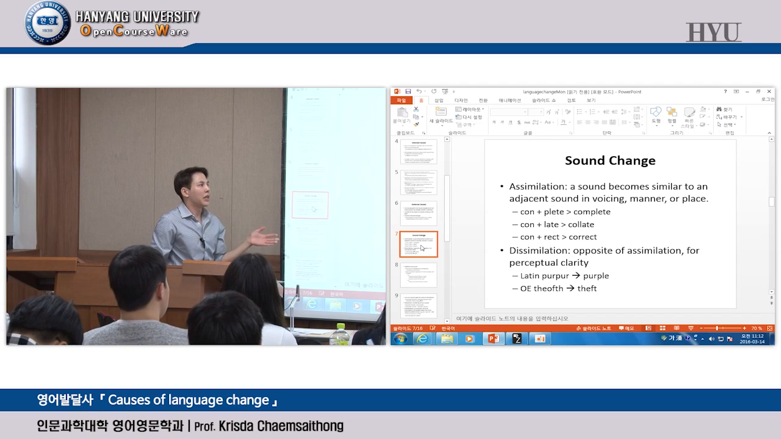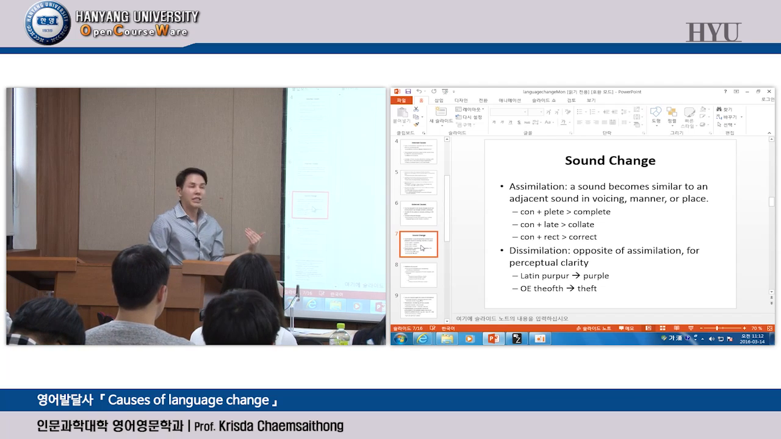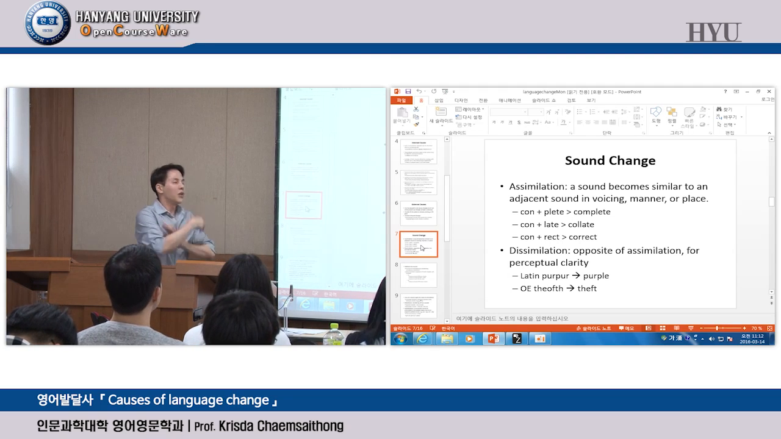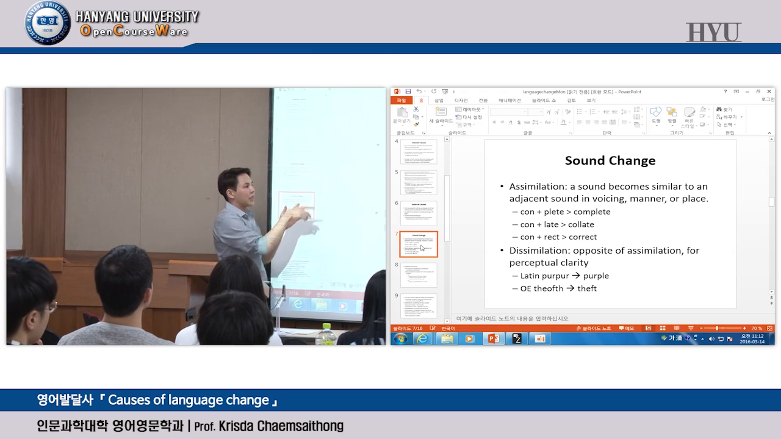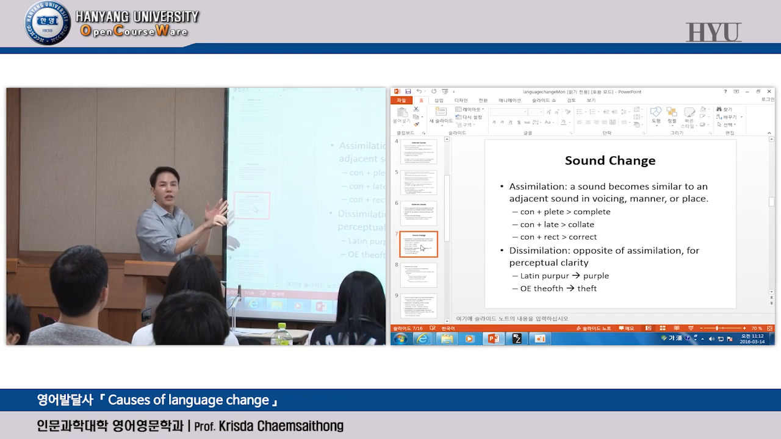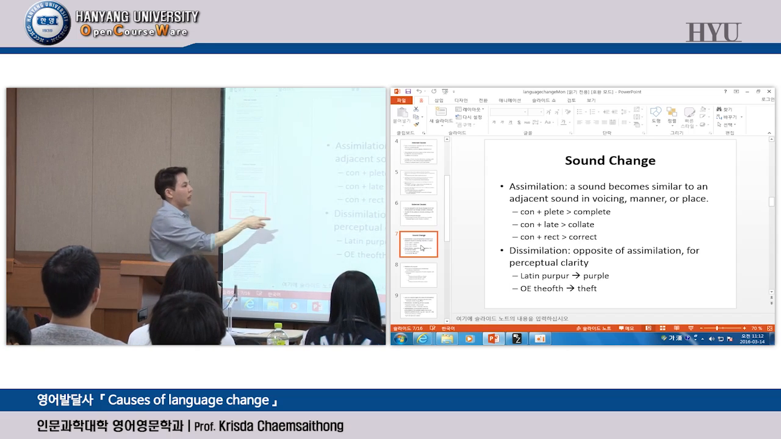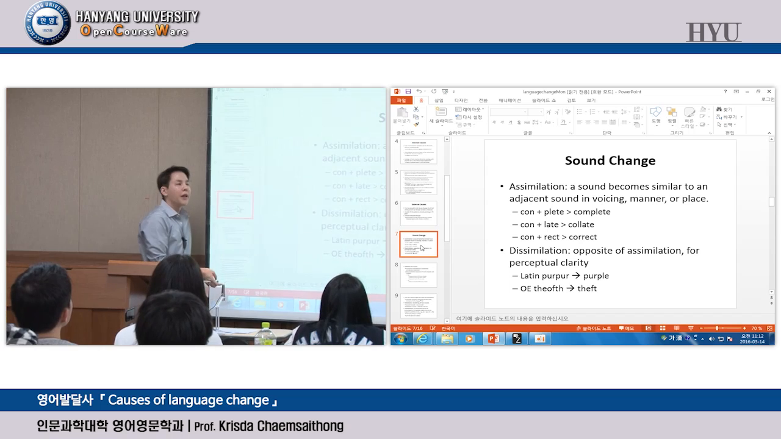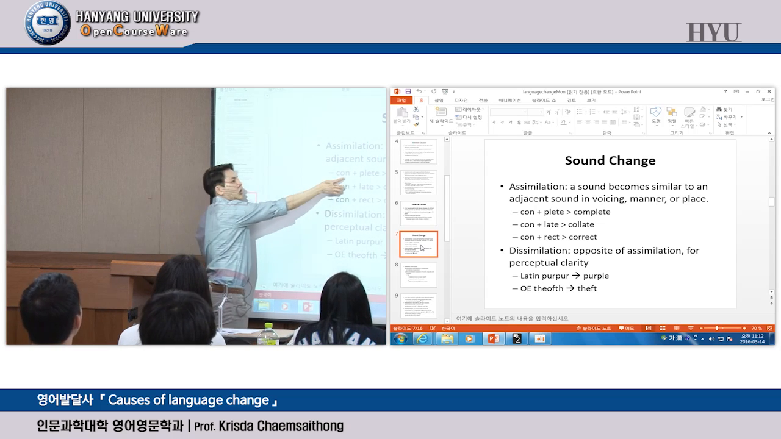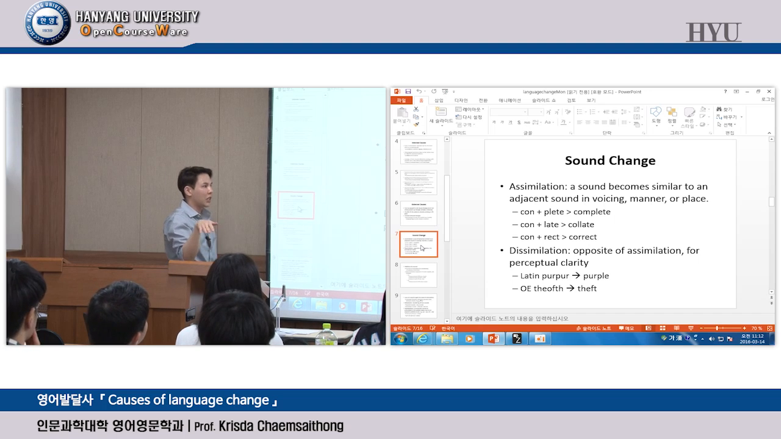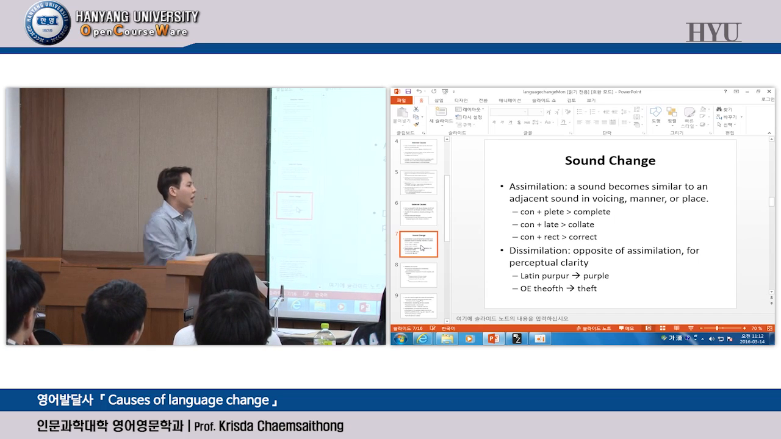is a process when a sound becomes similar to an adjacent, the neighboring sound in voicing, manner, or place. So when you have the prefix con plus all these roots, complete, conlate, conrect, so the N here will change depending on what comes after, right? And the N will change in terms of place of articulation to match the next one. So this is basic.